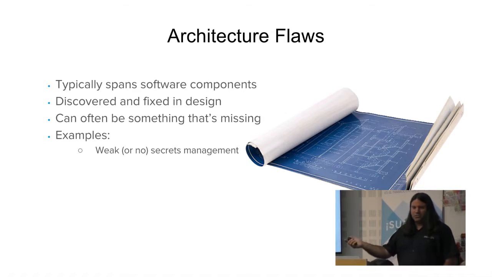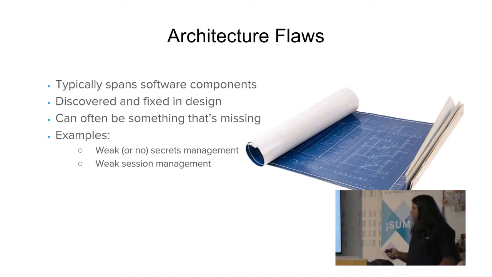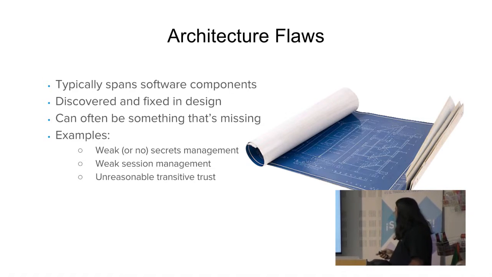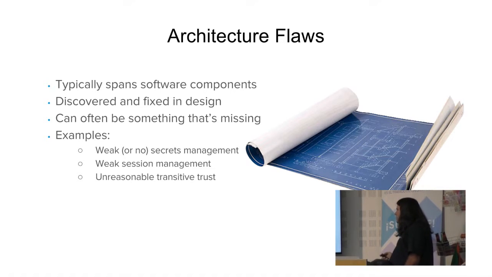Some examples of that might be weak secret management or no secrets management. You have people just creating a file and shoving keys or username passwords in them. Maybe we need to take a step back and think about how we're going to provision those keys at runtime so that we don't have these files with sensitive information lying around. Weak session management. Session management can sometimes be a very complex process, and we can miss pieces in doing it correctly.